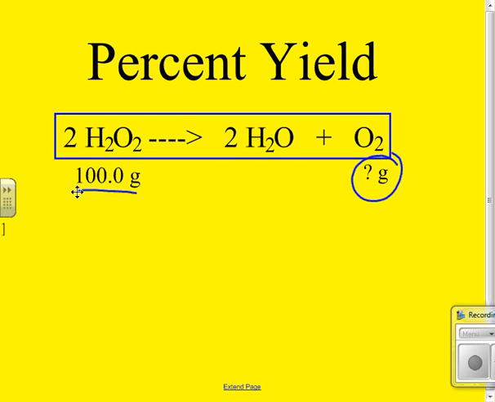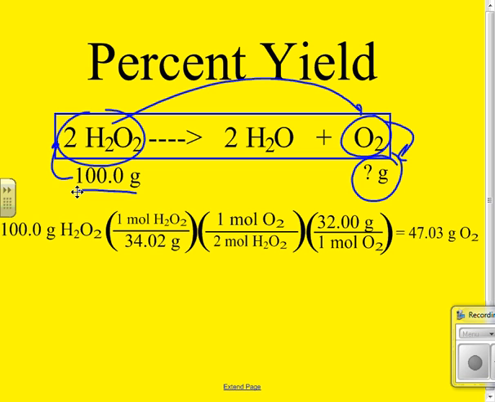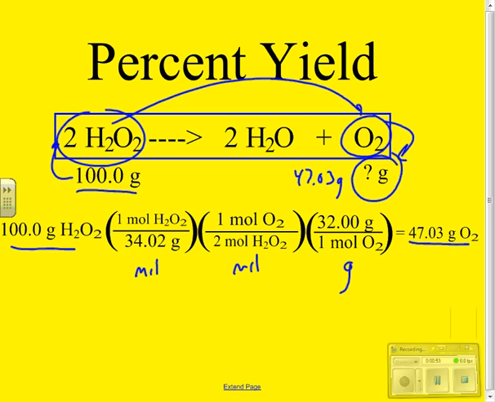The method to solve this is to go from grams to moles to moles to grams. And the calculation would look like this: 100 grams of hydrogen peroxide converting to moles of hydrogen peroxide, then to moles of oxygen, then to grams of oxygen, should yield 47.03 grams. So our calculations say for 100 grams of hydrogen peroxide, we should get 47.03 grams of oxygen.